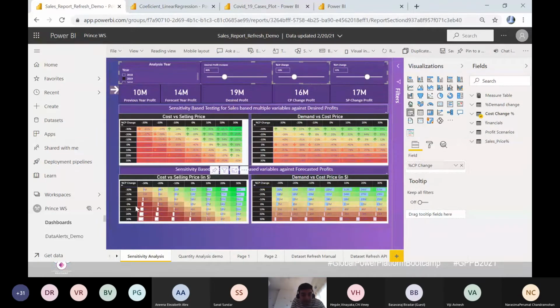But if you just see this minus 10% of cost price, what would be the scenario? To get 19 million, the green part, you have to increase your selling price by 10%. These are the different scenarios you can work around with, and it's a very simple, easy way to do it with a little bit of DAX knowledge and a little bit of what-if parameter knowledge. You can build this report very easily.